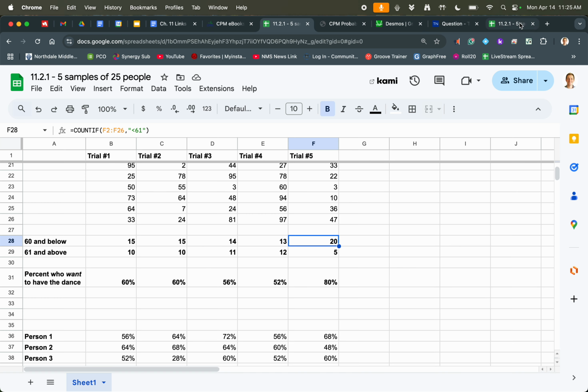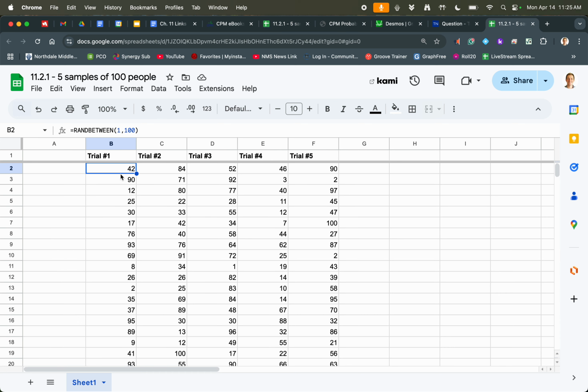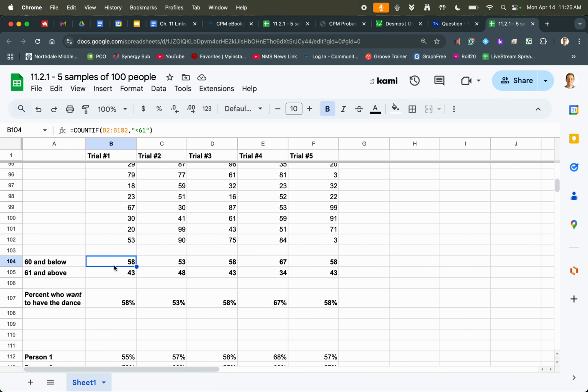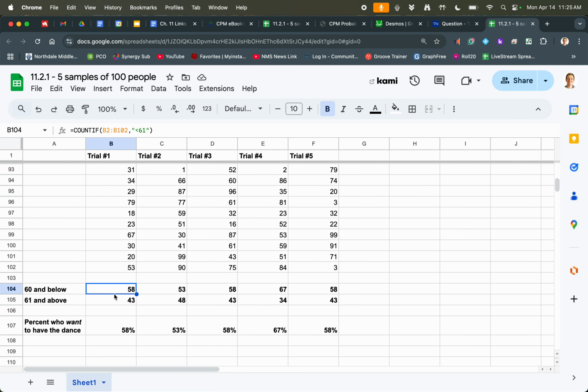Again, I am going to do this in Excel because it'll just get this video to be shorter here. So here's my first trial. I've got my 100 samples. And I found that 58 of them were below and that 43 of them were above.